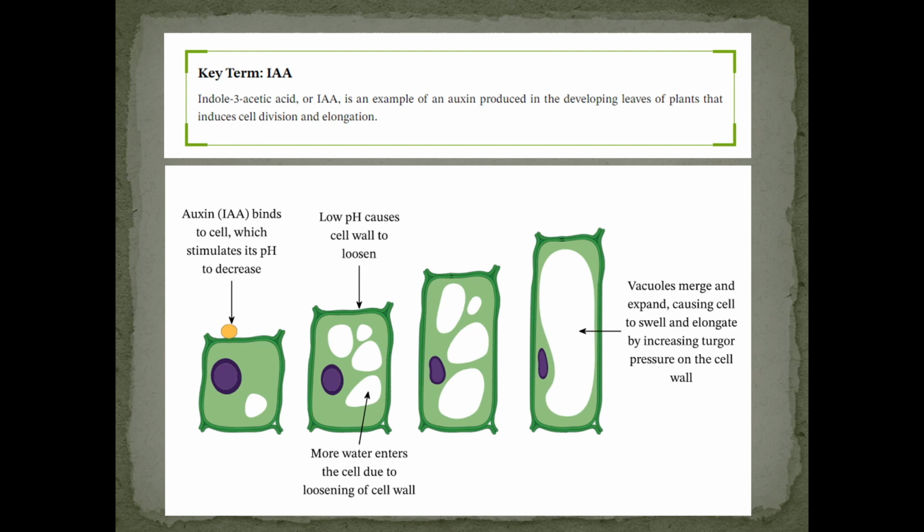The key terminology: some of the auxins, the IAA, bind to the cell and stimulate the pH to decrease. A low pH causes cell wall loosening. The more water enters the cell through the loosening, it's the main process. Some of the vacuoles merge and expand, causing cell swelling and elongation by increasing the turgor pressure on the cell wall.